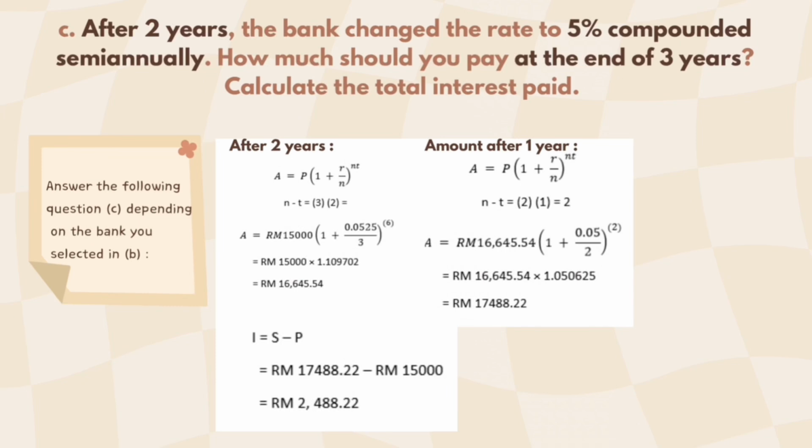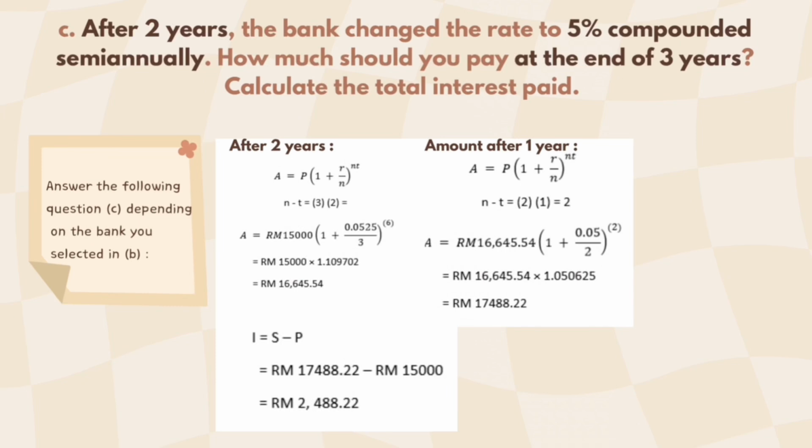To find the amount after 2 years, we are going to use the compound interest formula, which is A equal P (1 plus R divided by N) with the power of N minus T. Then we substitute the values by A equal 15,000 (1 plus 0.0525 divided by 3) with the power of 3 minus 2. Next, we calculate the exponent and 3 by multiplying 3 and 2, getting the answer as 6.